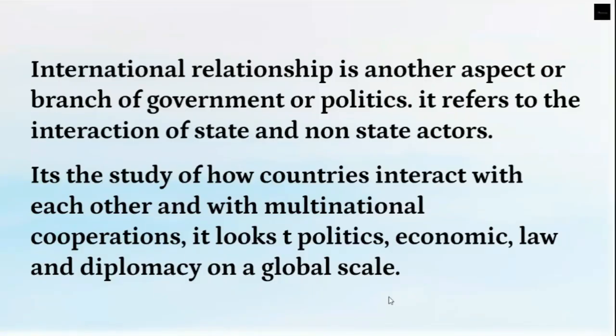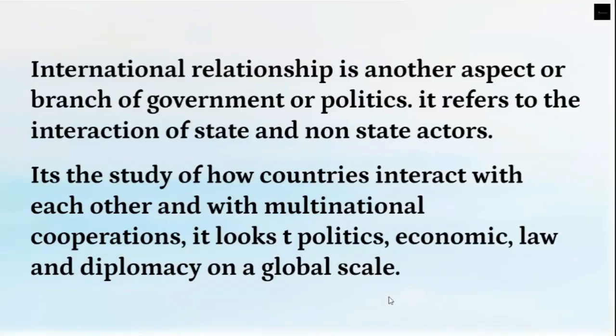So when you talk about international relationship, it has to do with how Nigeria interacts, the relationship between Nigeria and the US, or the relationship between the US and Canada, or between Russia and Nigeria. So it has to do with the interaction between two countries, between two states. You can say state or country. I'm trying to give you a simple definition.